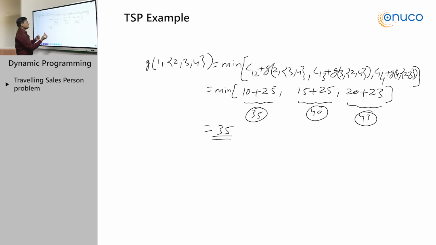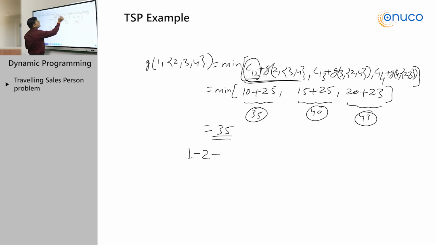Now how to backtrack it? What is the final path? Let us see that. Focus on this. From which component are we getting 35? This component gives 35, the minimum value. Highlight it. Now what is the cost here? C of 1, 2. The cost is 1 to 2. Now this part is done.